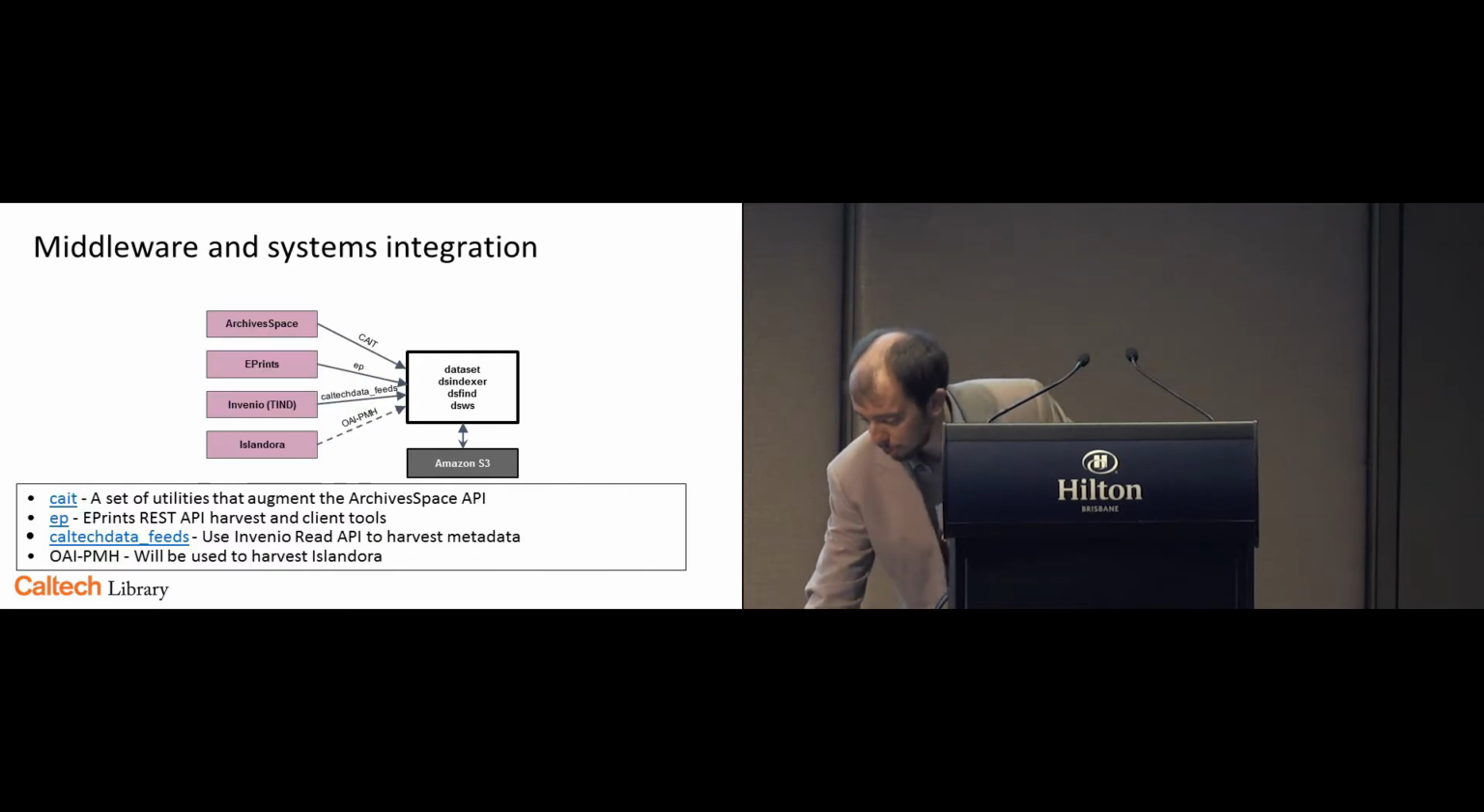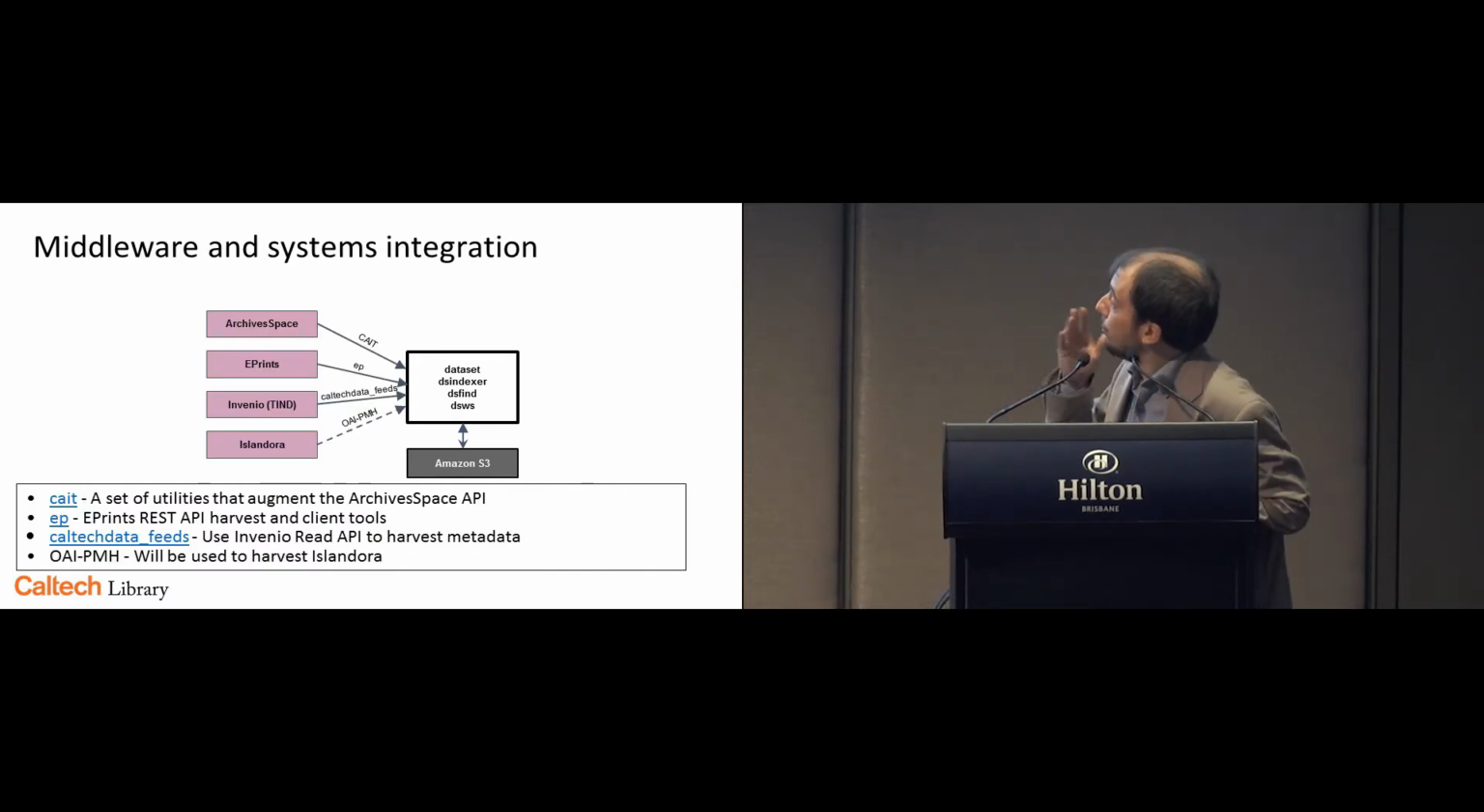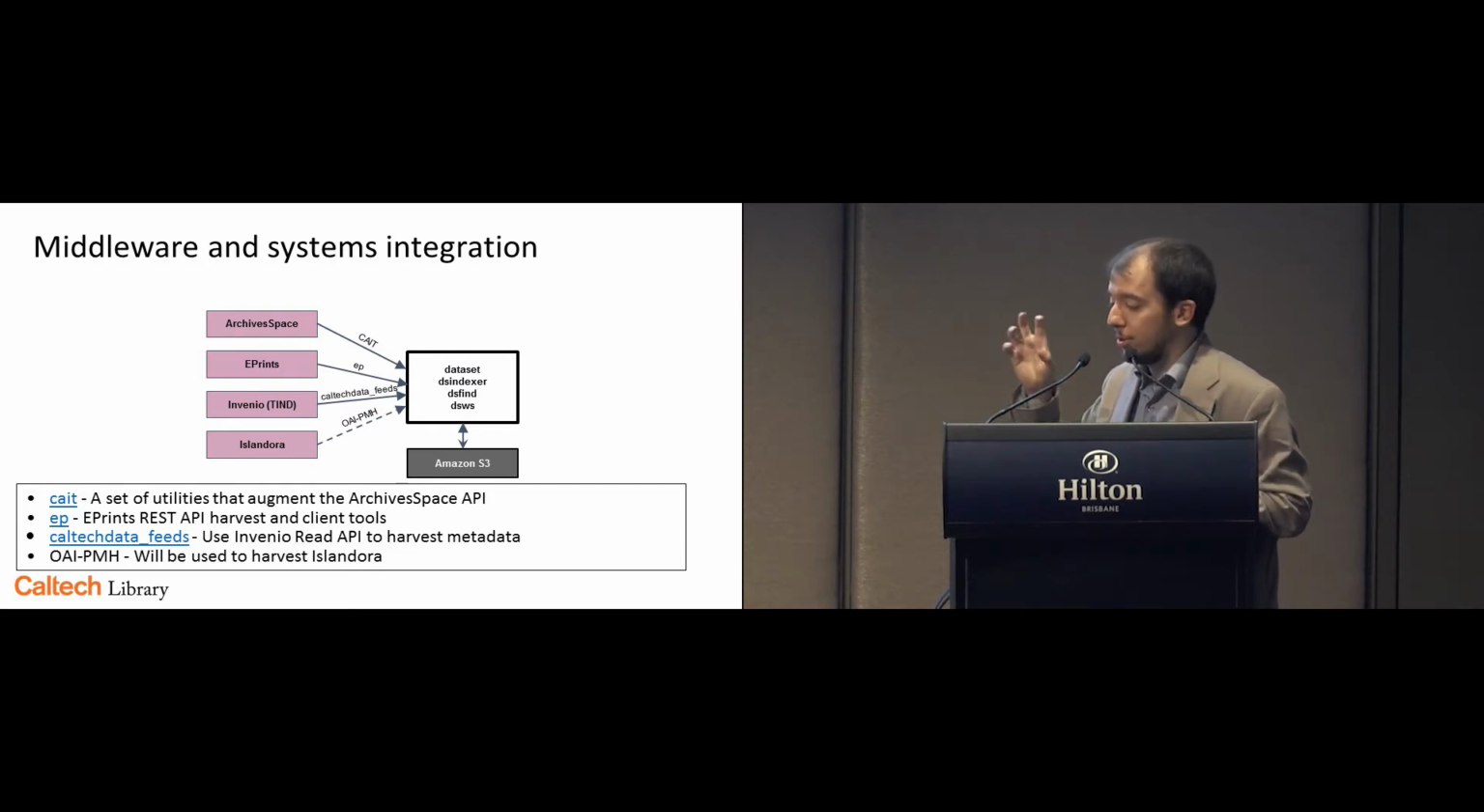So from each of our four systems, we have little utilities that utilize the APIs to extract out data. We have a little package called Kate, which uses the ArchivesSpace API to harvest all the data that's present in ArchivesSpace. We have a little package called EP, which uses the EPrints API to harvest all of that content out, transform it into JSON, and store it in Dataset. And for our Invenio product, we have this caltechdata_feeds package, or really it's a Python script, that uses the API, harvests out the metadata, and sends it into Dataset.